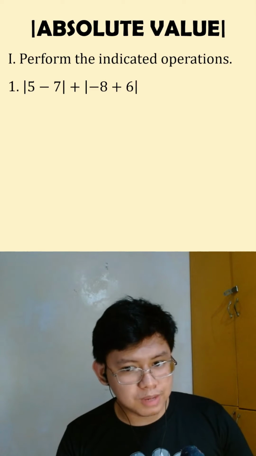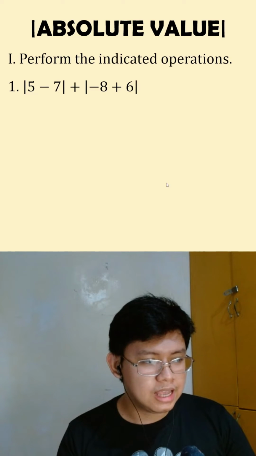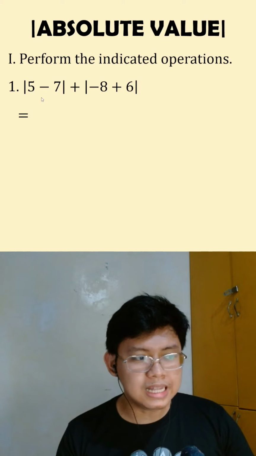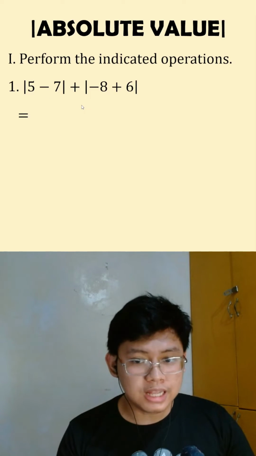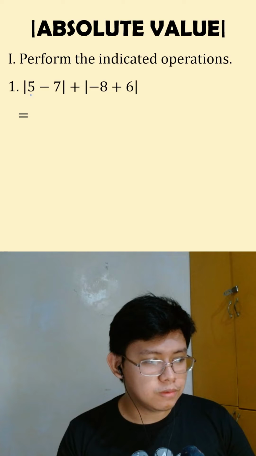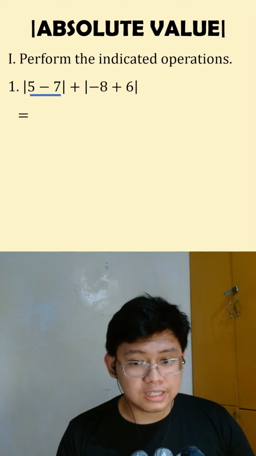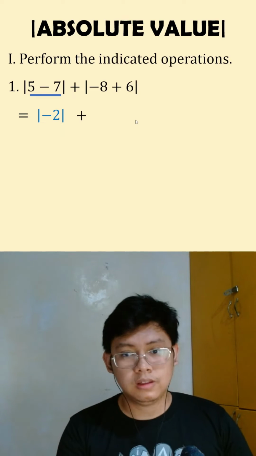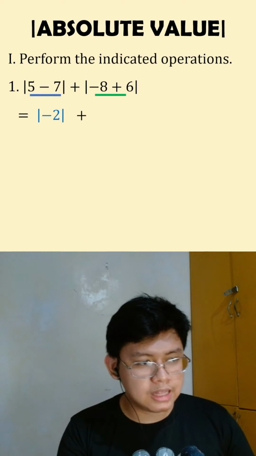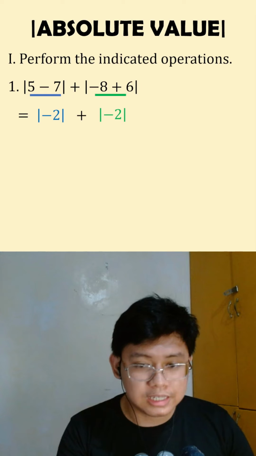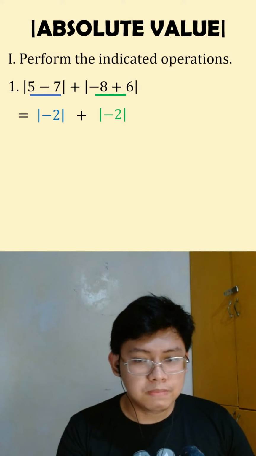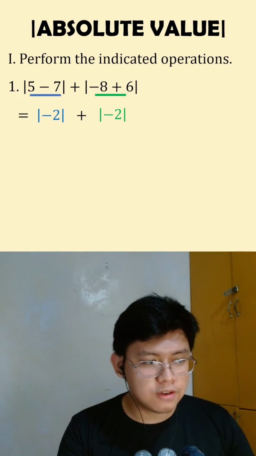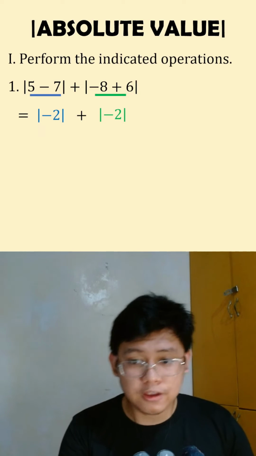So, dito sa expression na to, pag sinimplify natin, let's start first with the one inside the grouping symbol na absolute value. So, let's simplify 5 minus 7. That will give us negative 2. Plus, then, let's simplify negative 8 plus 6. That will give us negative 2. Okay? So, meron na tayong absolute value of negative 2 plus the absolute value of negative 2.